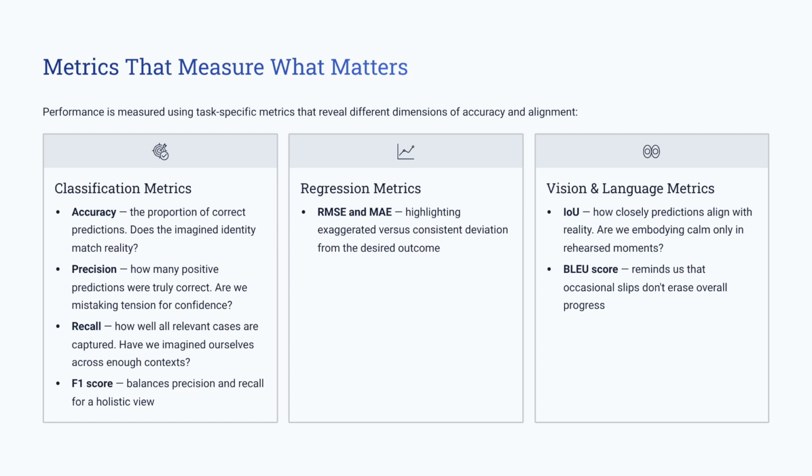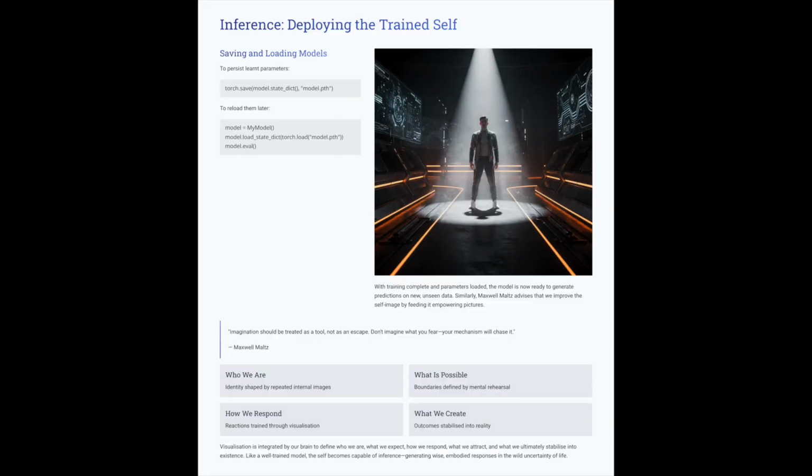For computer vision, intersection over union, IoU, how closely predictions align with reality. Are we embodying calm only in rehearsed moments? For NLP, BLEU score, which reminds us that occasional slips don't erase overall progress. With training complete and parameters loaded, the model is now ready to generate predictions on new, unseen data.